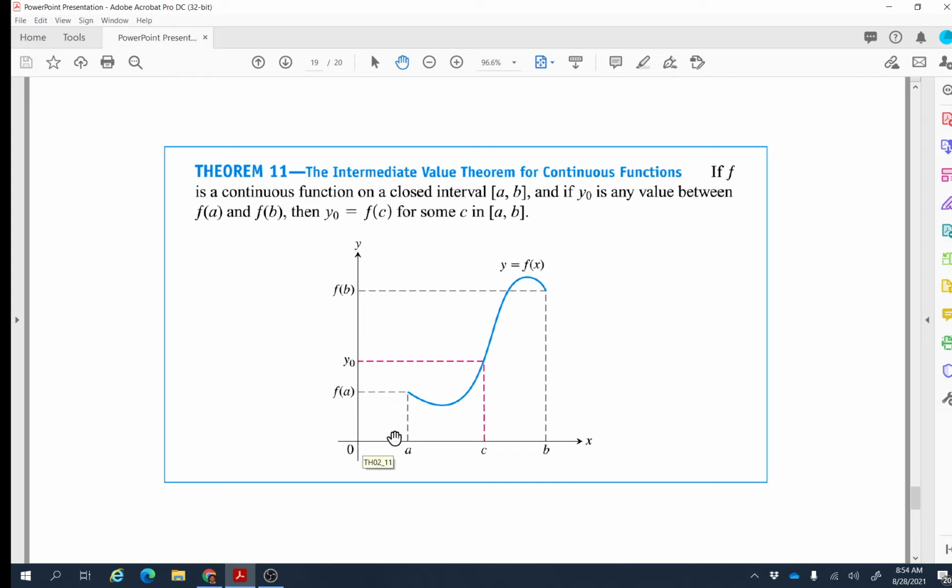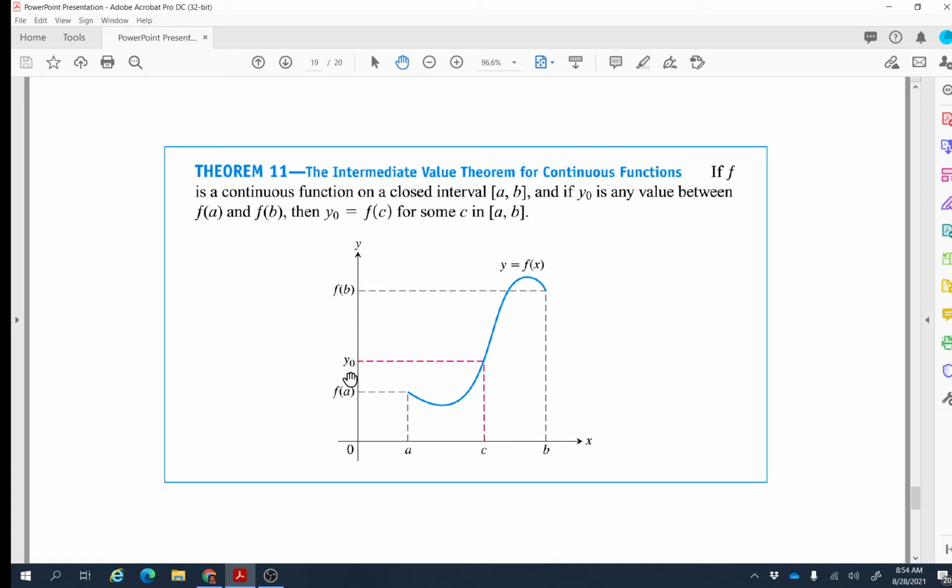Basically, the intermediate value theorem means if there is a minimum value of the function at some point, we don't care whether it's a or b, and there is a maximum value of the function on this interval, then we should be able to find any value between that minimum and maximum, so there should be no jump. That's what this intermediate value theorem says.